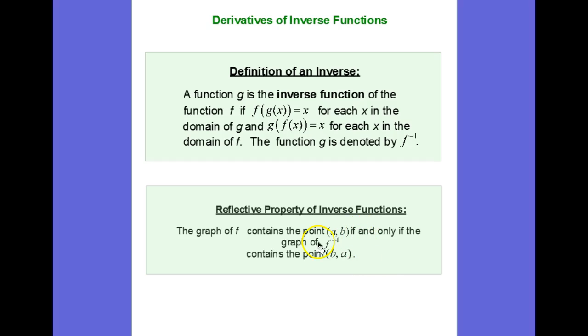We also have this reflective property of inverse functions, and it's called the reflective property because inverse functions actually have reflective symmetry across the line y equals x. And the way this works out in a coordinate plane is the graph of f contains the point (a, b) if and only if the graph of its inverse, f inverse, contains the point (b, a). And this makes sense because what we're doing is we're actually exchanging the domain and the range when we find an inverse function.